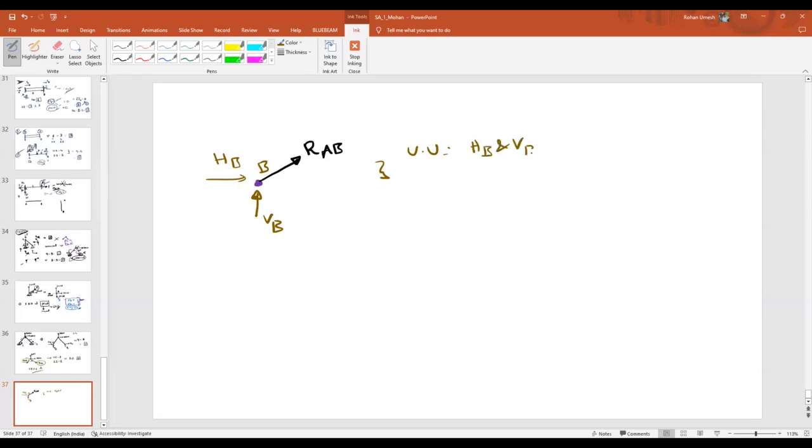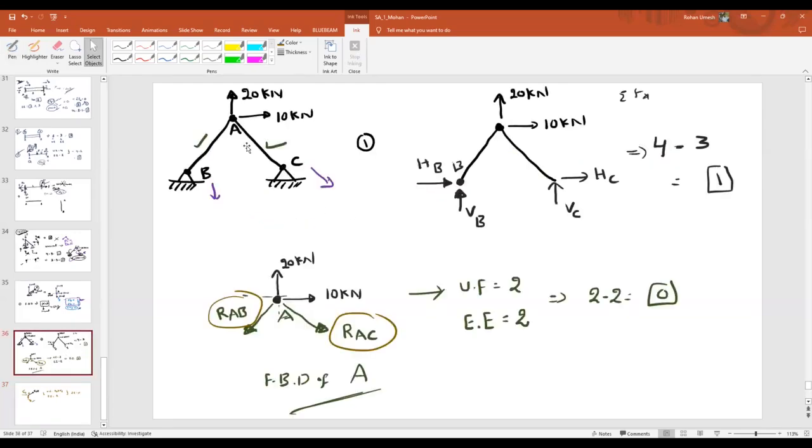What are they? HB and VB. How many equilibrium equations do we have to consider? 2. Again, we are solving the free body diagram at point B. So 2 minus 2 is 0. That means I can find out VB and HB, isn't it? Yes, sir. Similarly, can I do it for the support C?